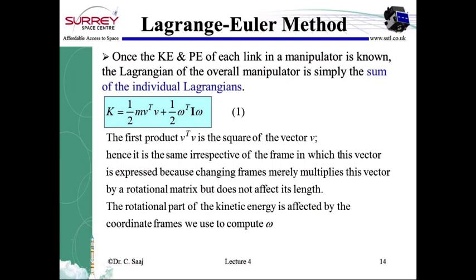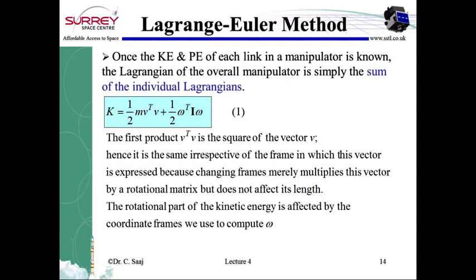For example, if you use a scalar moment of inertia, kinetic energy can be expressed as half m v square plus half I omega square, right? Now, if you're using the inertia matrix or the inertia tensor, the kinetic energy is expressed as half m V transpose V, rather than V square, plus half omega transpose I omega, because this is a more generalized form.